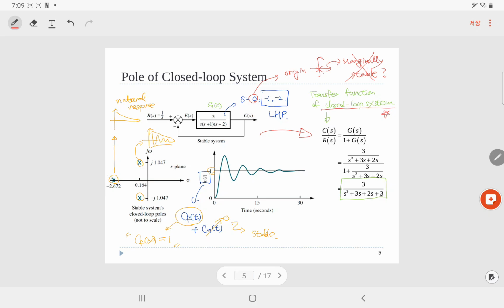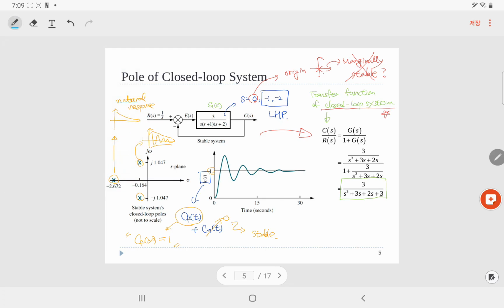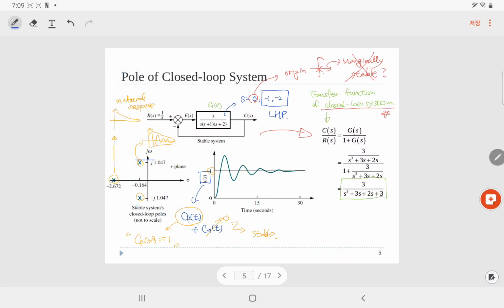지금 실수 파트만을 가지고 있는 이 폴 같은 경우는 지수함수 쪽으로 쭉 0으로 수렴하는 거고, 이 두 개의 폴은 이미지너리 파트를 가지고 있으니까 전체적으로 리스판스가 어떻게 될 거냐면 사이너소이드 펑션, 즉 오실레이토리 모션을 하는 거죠. 다만 리얼 파트가 지금 마이너스 0.164, 음수죠. 네거티브 밸류죠. 그러니까 디케잉 하는 거죠.